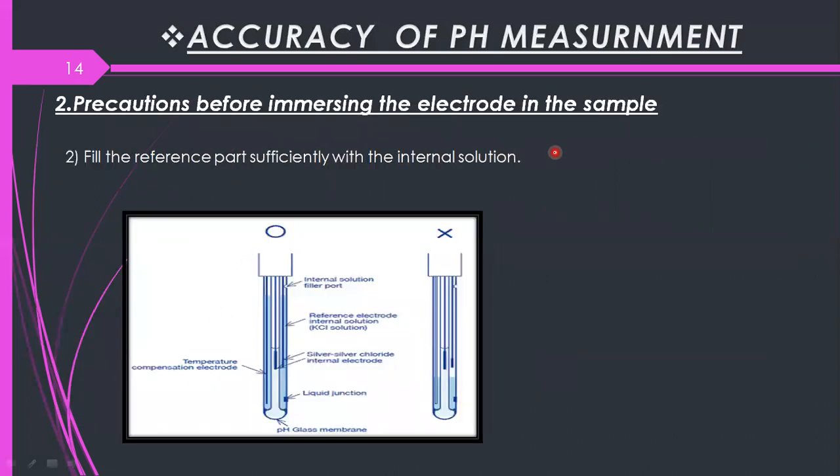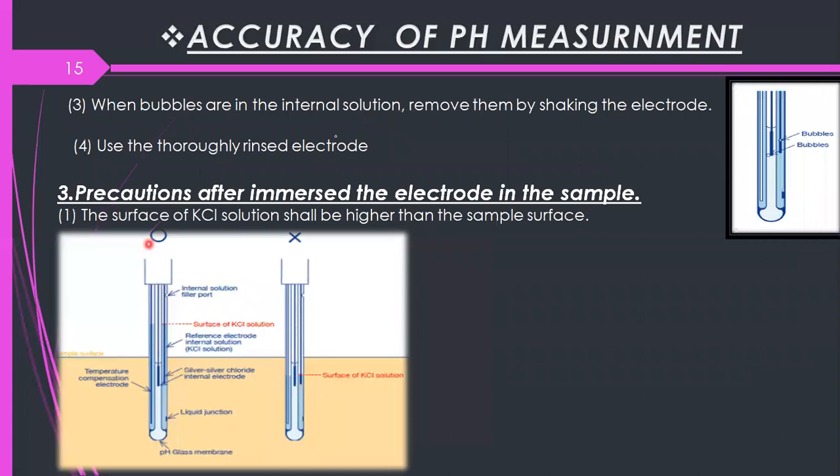Precautions before immersing the electrode in the sample. Fill the reference part sufficiently. This is the reference part. Fill it sufficiently with the internal solution. This is the right way and this is the wrong way for filling the reference part. And when bubbles are formed in the internal solution, remove them by shaking the electrode. Use a thoroughly rinsed electrode to avoid contamination.